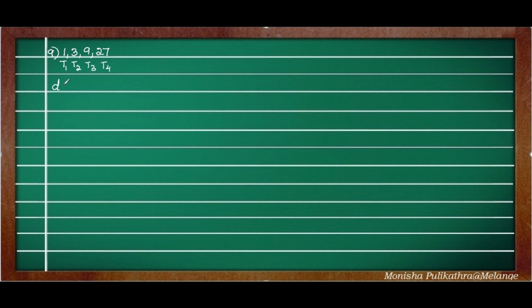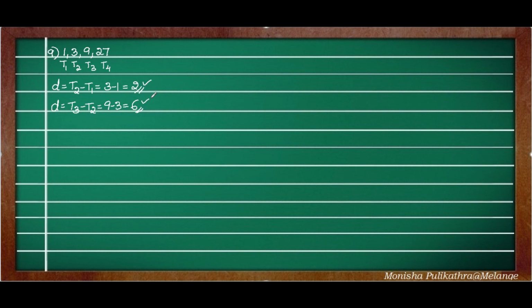So first what we have to do, we need to find out the common difference, that is T2 minus T1. So T2 minus T1 is 3 minus 1, 2. So 2 is the first common difference. Later we need to do the next common difference, that is T3 minus T2. So T3 minus T2 is 9 minus 3. 9 minus 3 is 6.